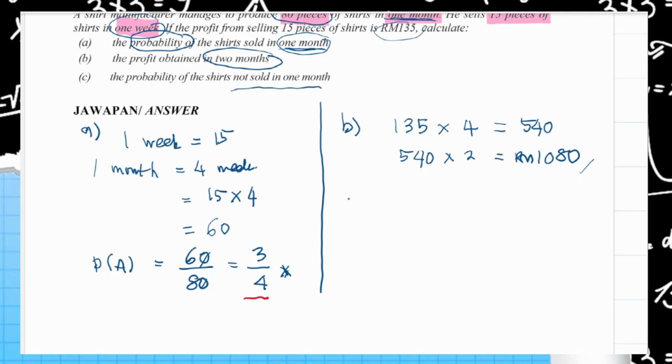So kita guna relation untuk cari P. Maksudnya complement lah ni. P(A') equal to 1 minus 3 over 4. So equal to 1 over 4.